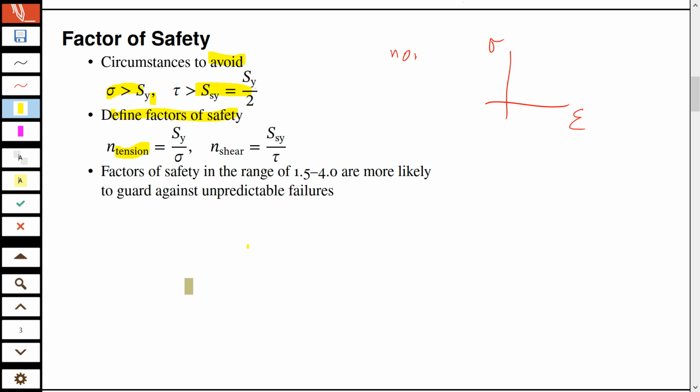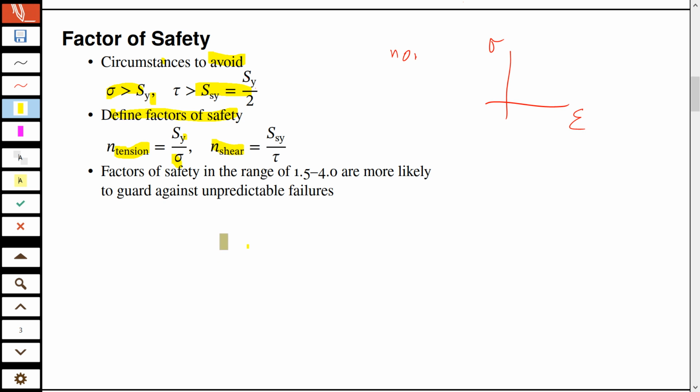So smaller than 1 means that you want the numerator to be smaller than the denominator, yes? Yes. So that means that you want the yield strength to be smaller than the actual stress. That is failure. Sorry, sir, it's the opposite. So both these factors must be larger than 1. Okay.